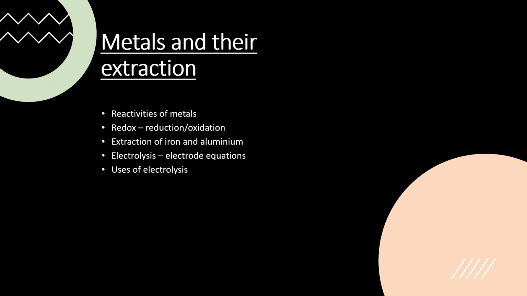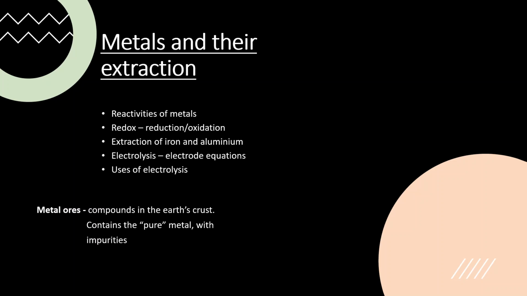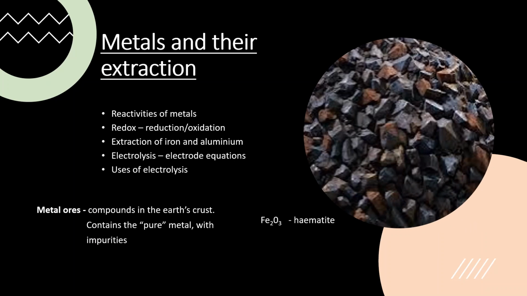It's important to note early on in the series that very few metals are found in nature on their own, purely separated from anything else. Most metals are found as metal ores, compounds in the Earth's crust which contain the metal you want to extract along with impurities. For example, probably one of the most commonly known metal ores is one called hematite, which is iron ore.